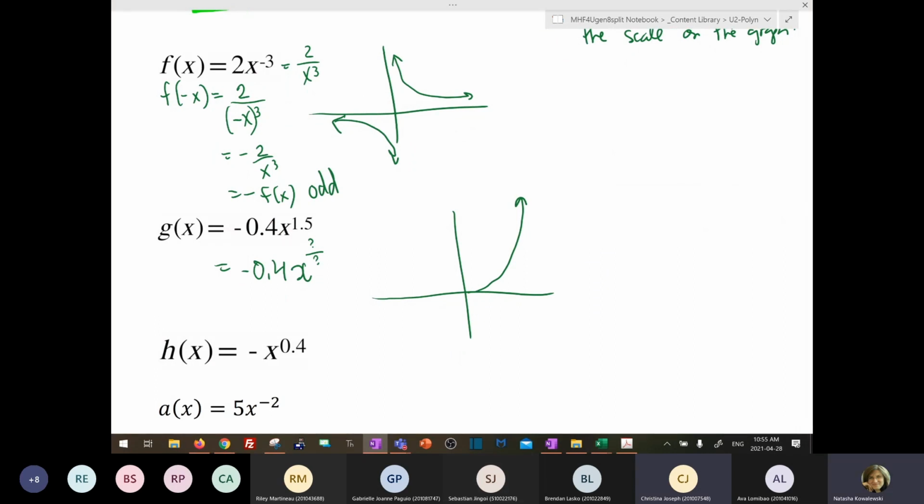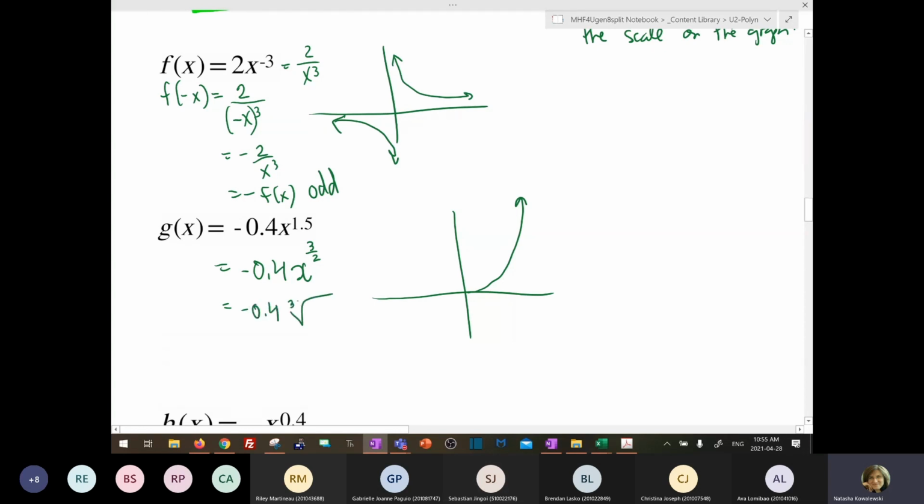3 over 2, I think. Yes, correct. 3 over 2. Now, when you change it to a fraction, then I'd like you to also think about what kind of root it is. It's sometimes beneficial to look at what kind of root it is. So would you say this is a cube root or a square root?